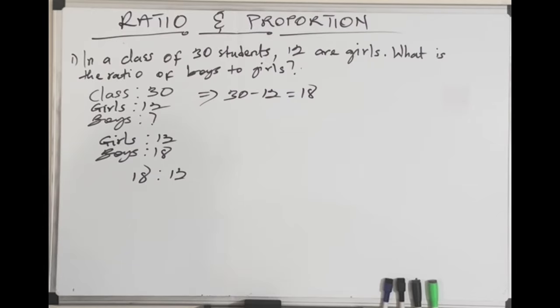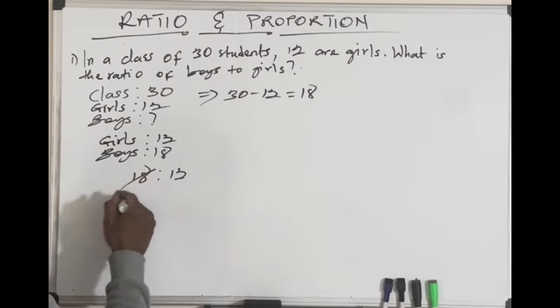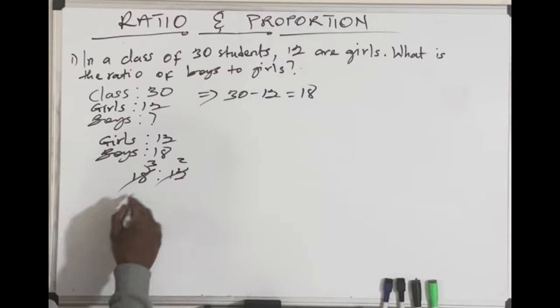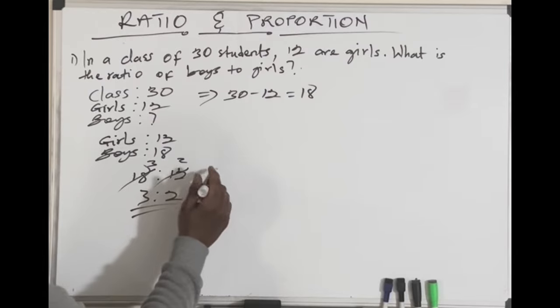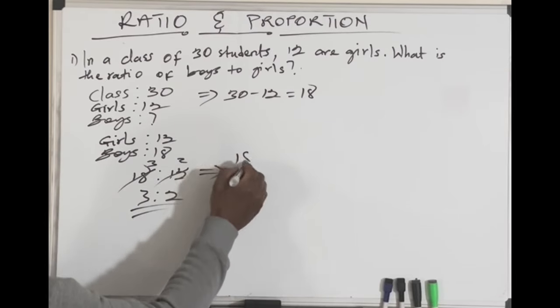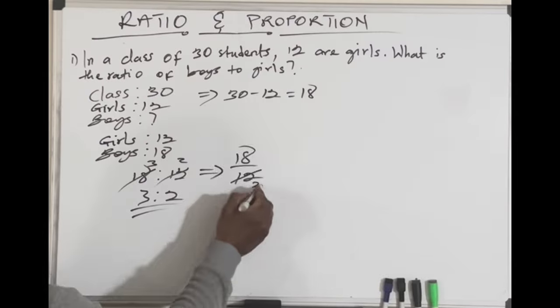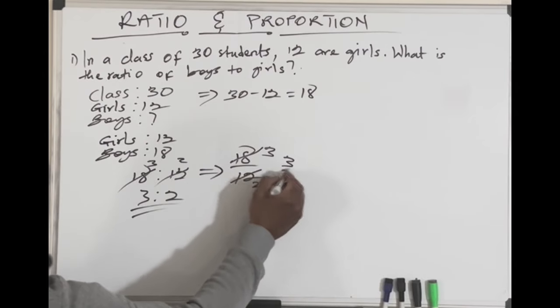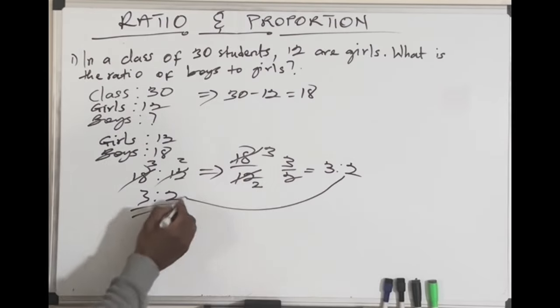But then, as we said, ratio is just like what? Fractions. Always make sure you break things down. Okay, simplify them. So I think 6 can work through. 6 goes here, 3 goes here, 2. So 3 to 2. So final answer. Okay, 18 to 12 could have been written as 18 over 12. 6 goes here, 2 goes here, 3. 3 over 2 is also 3 to 2. The same answer.